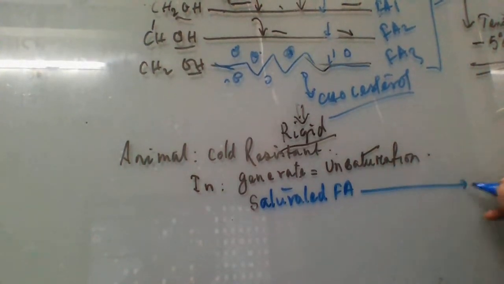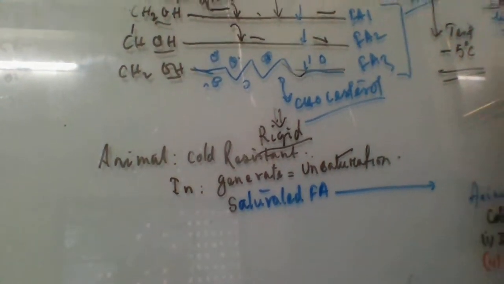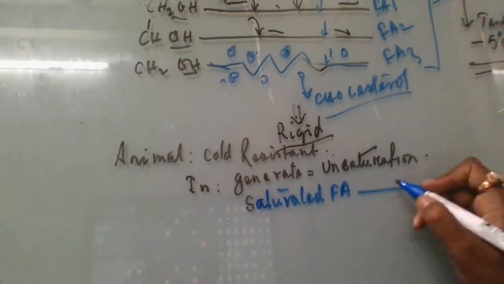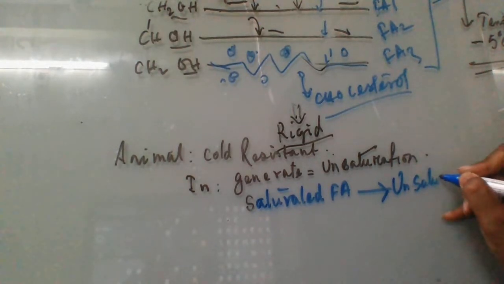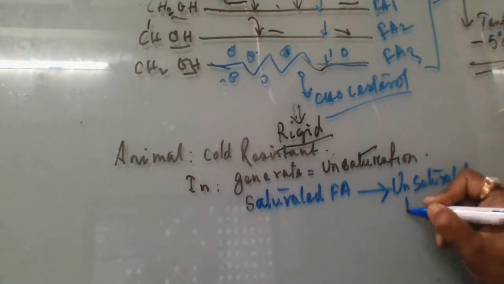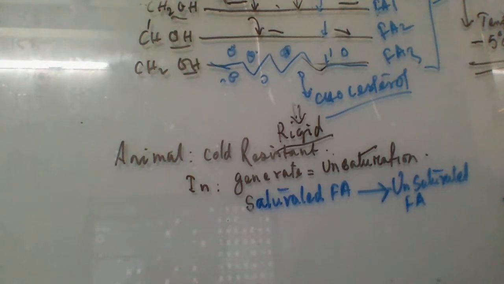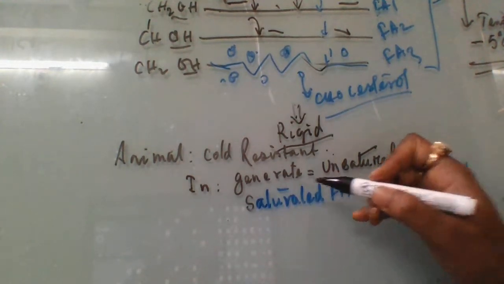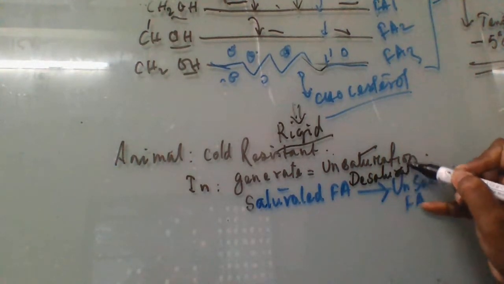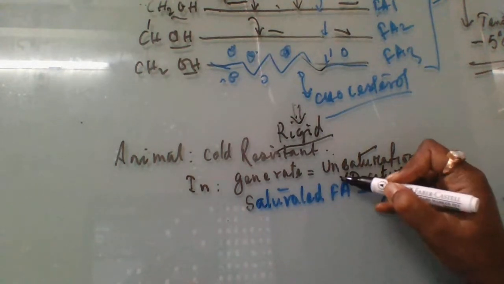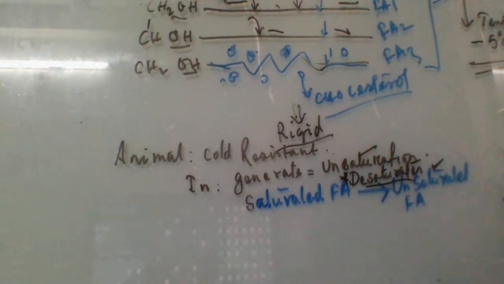So the saturated fatty acid will change to unsaturated fatty acids, and the enzyme helping this is called desaturase. The enzyme name is desaturase, and it is a particular protein that helps this mechanism.